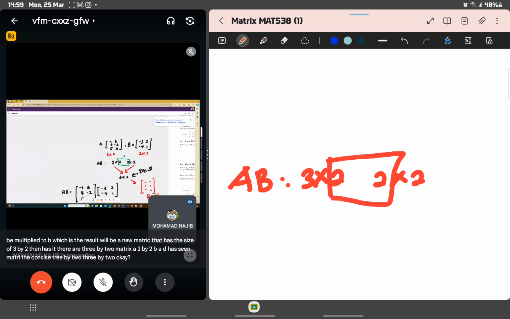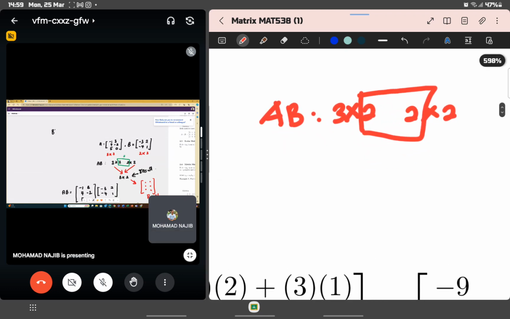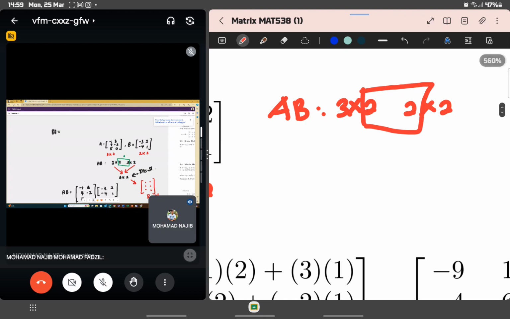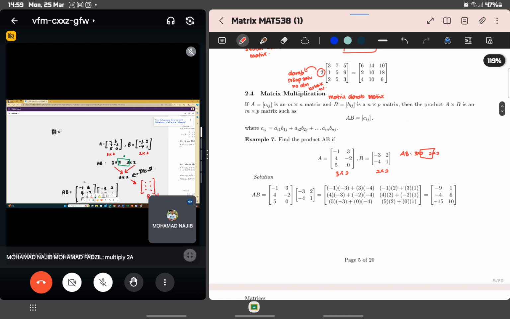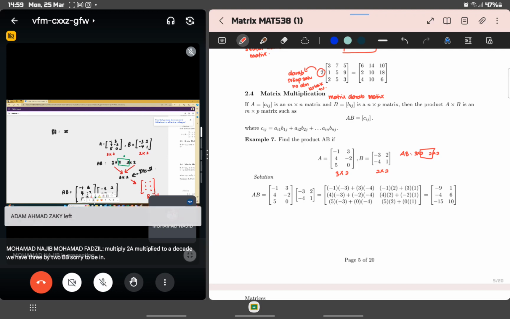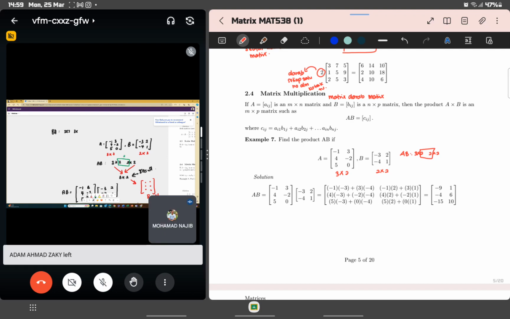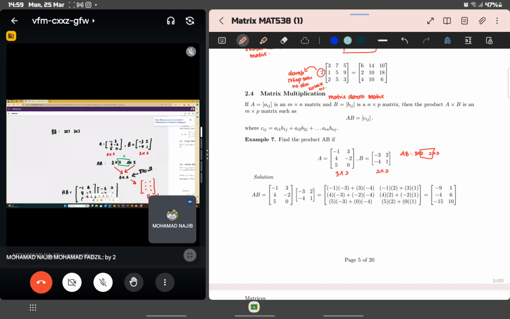Okey, macam mana pula kalau saya ada B multiply to A? Cuba tengok dekat sini. Macam mana? Kalau saya ambil B multiply to A, maka dekat sini, apa syarat dia? Sorry, we start with B ya. Kita mula dengan B. Kita ada 2 by 2 and 3 by 2. Nampak tak? 2 by 2 and 3 by 2. Jadi kalau saya ambil, tengok kotak ni. Okey, nombor ni sama tak?